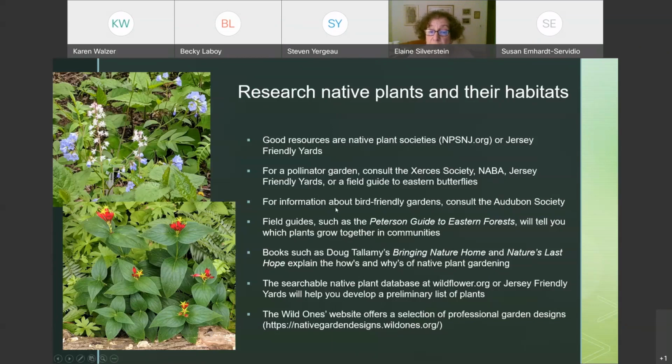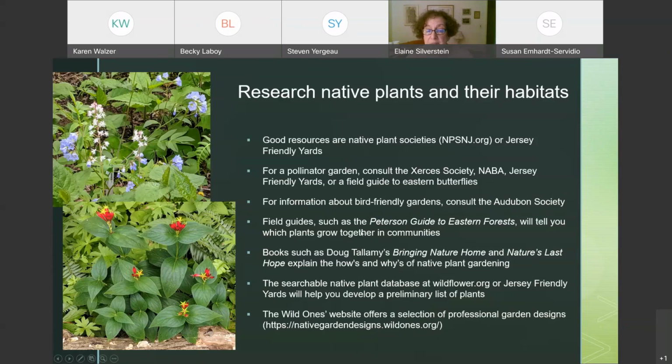For information about bird-friendly gardens, consult the Audubon Society. In particular, Bergen Audubon up here in the north. Again, it certifies gardens and it has all kinds of information about how to do that. But the Audubon Society in general has been much more involved with getting people to grow native plants in the past few years because they know how important they are to butterflies.